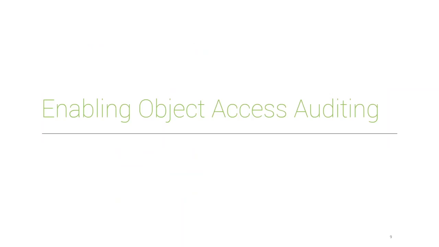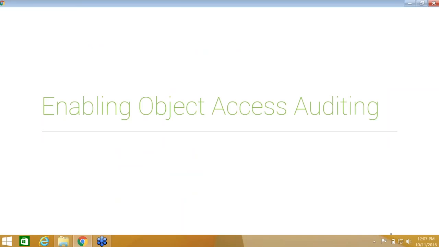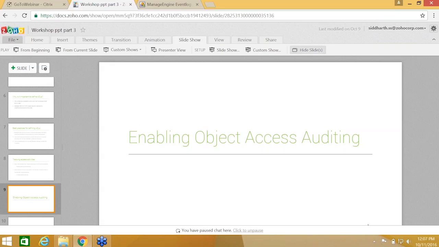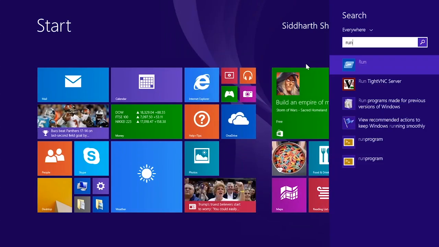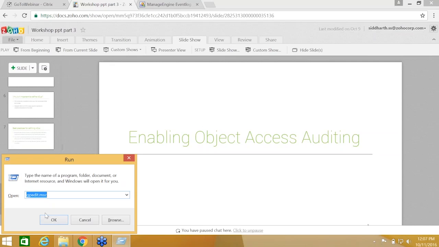So let us first look at how to enable object access auditing. Here we need to specify to the system on what events it needs to track and generate audit entries for. To do this, go to Run and key in gpedit.msc.